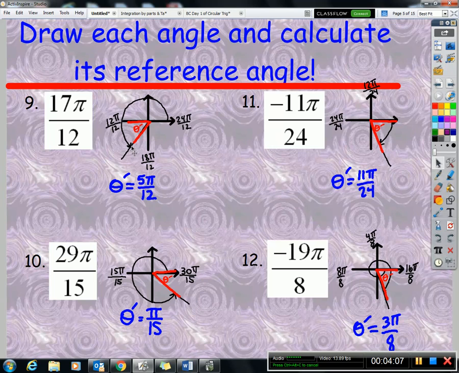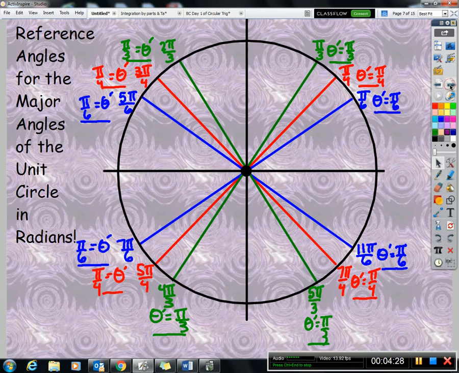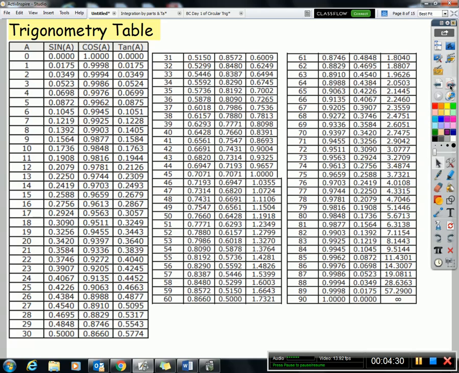Now number 10, it's a multiple of pi over 15, and the reference angle turned out to be pi over 15, but it didn't have to be that way. Consider, what if number 10 had given you 28 pi over 15? Its reference angle would be 2 pi over 15, not 1 pi over 15. So it's a great trick for multiples of major angles, but it does not work for minor angles.